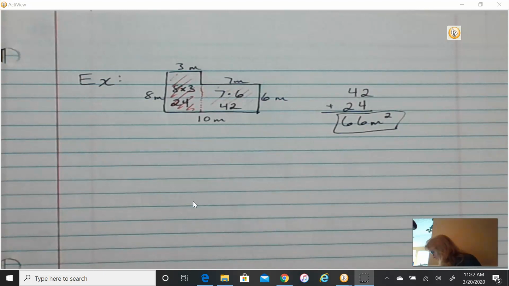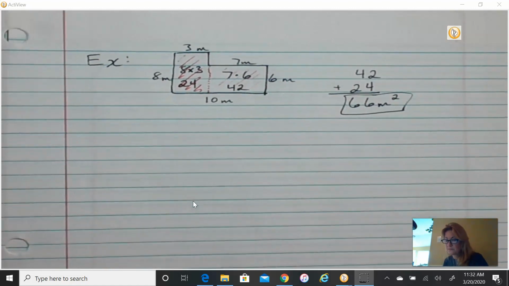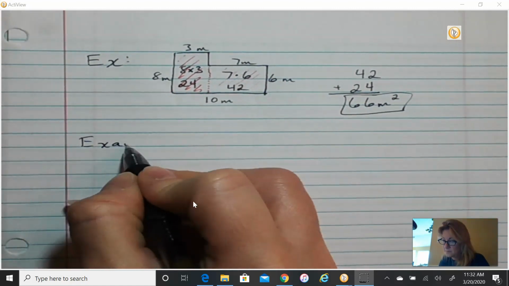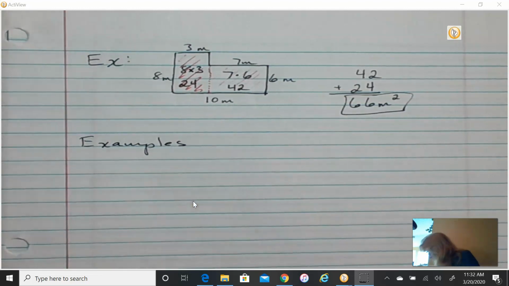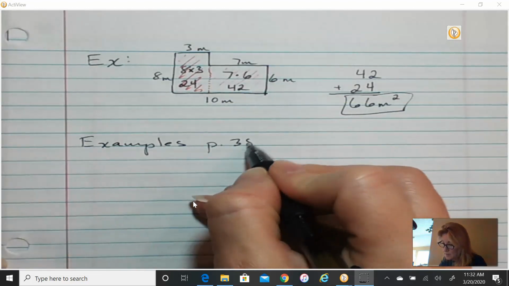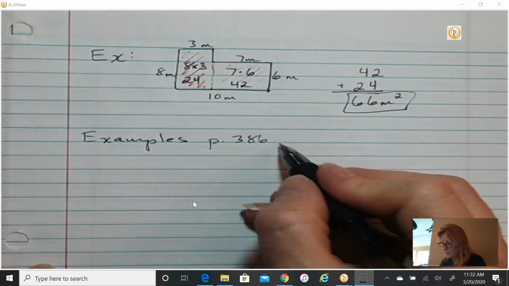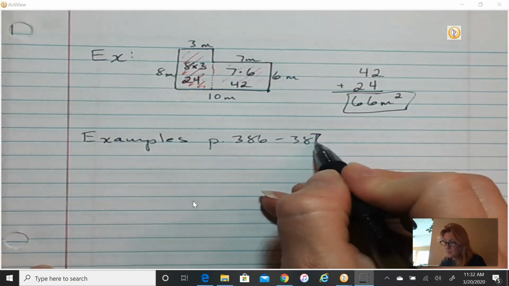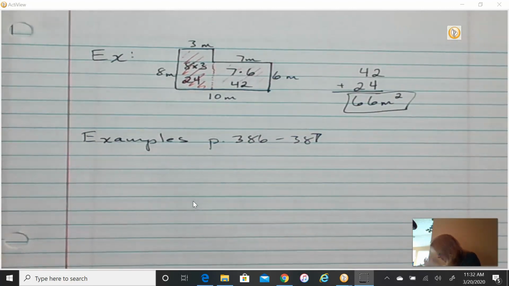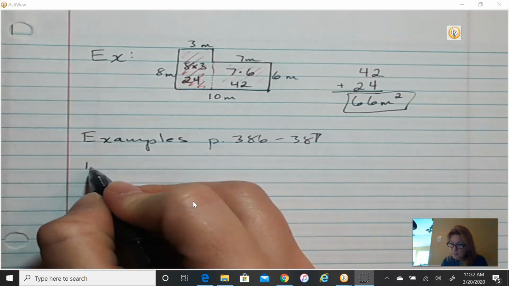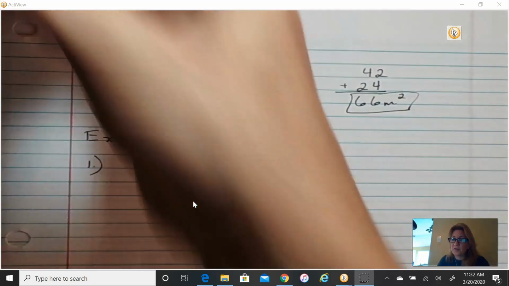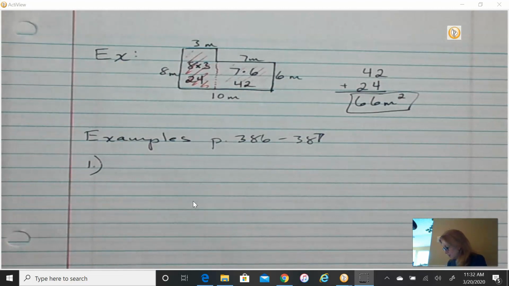Okay. So let's get started on some examples. Page 386, 387. All right. I'm only going to do a couple because I think you guys got the idea. Look at number 1. If you're not there yet, I'll pause, or you can pause and you can find where you are.